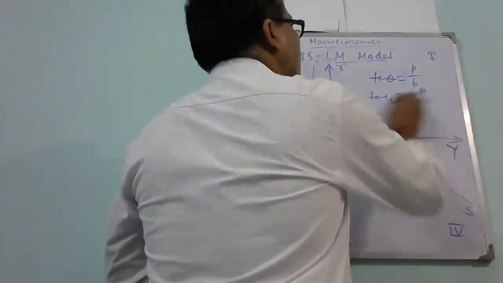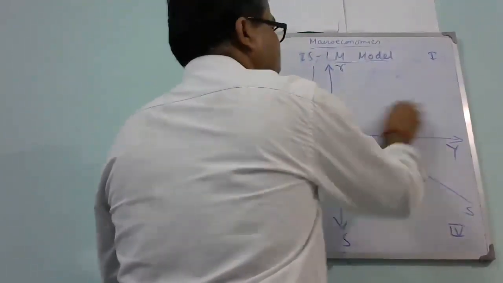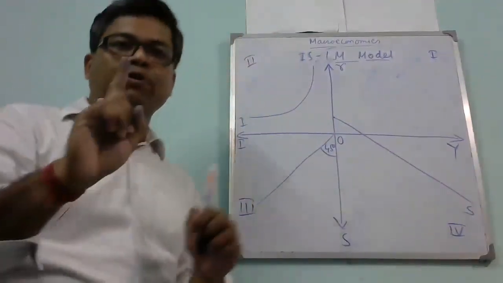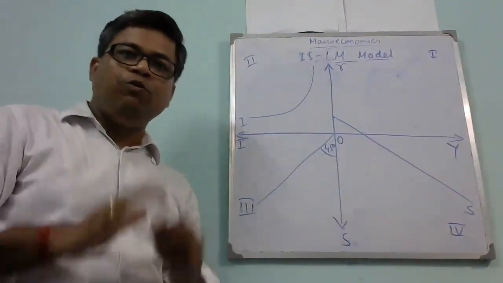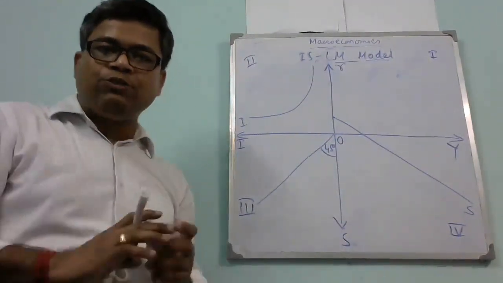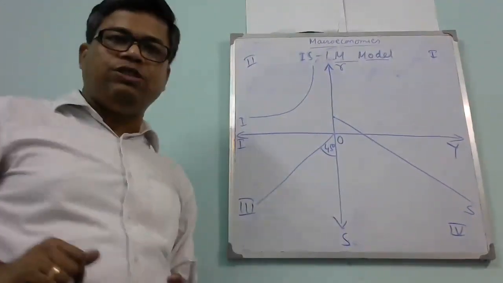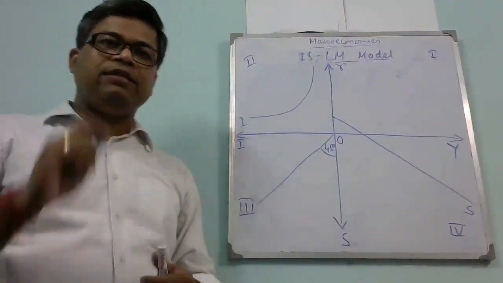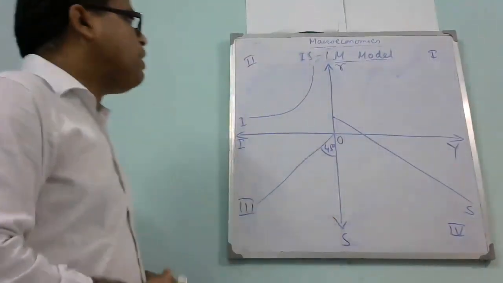Okay. So once we understand, we have done the second, third and fourth quadrants. So our first quadrant is still left. What will be there? Now in this quadrant, we will be drawing the IS curve. And that is our question: derive the IS curve. So we will be drawing the IS curve in quadrant 1.